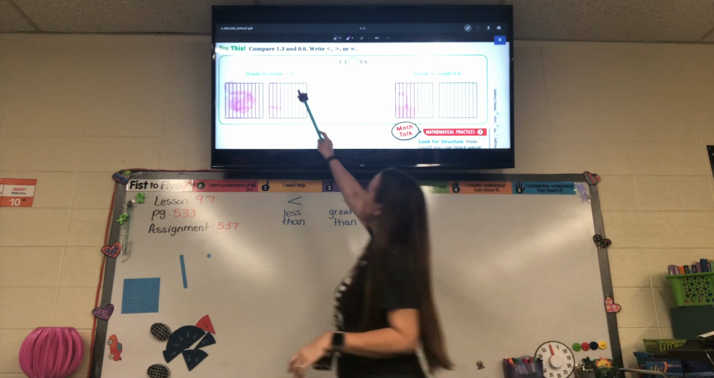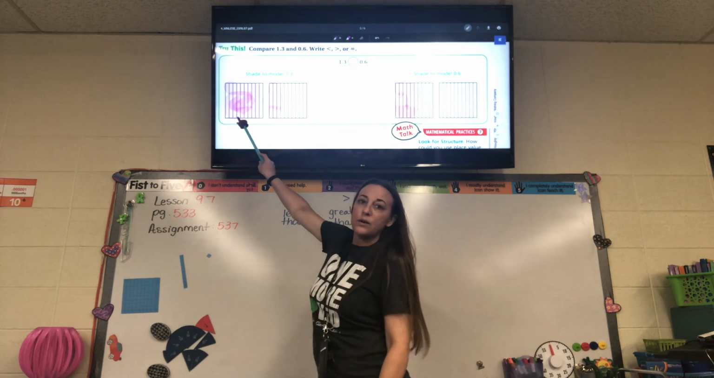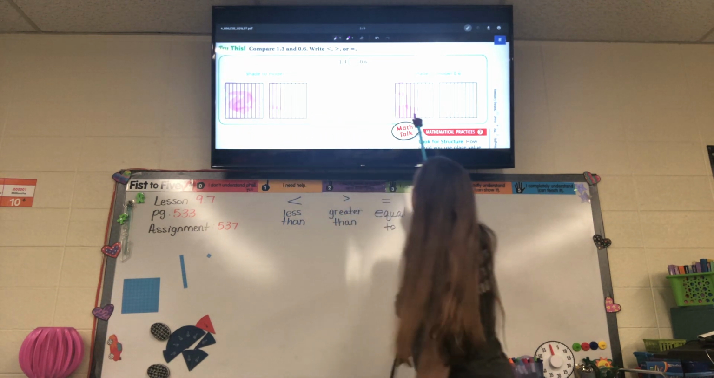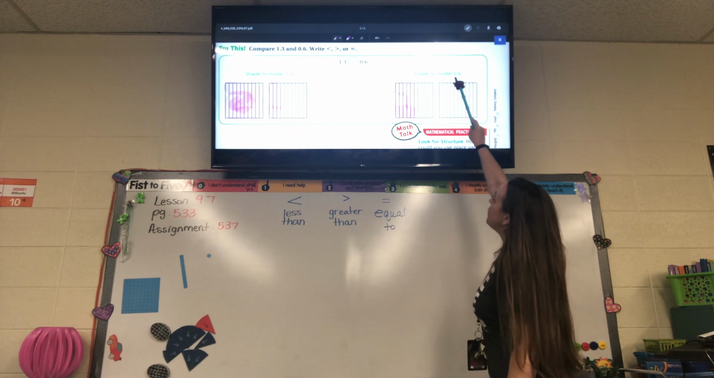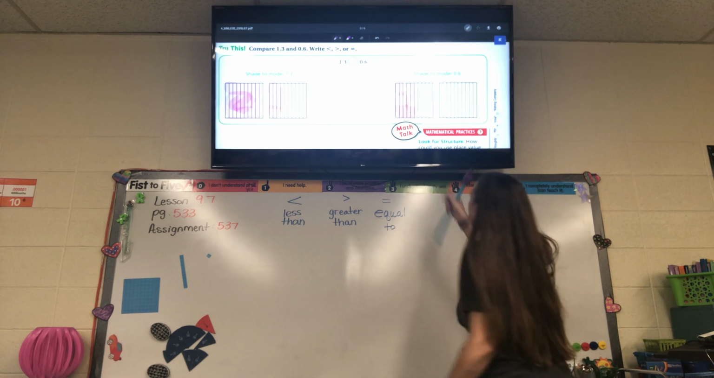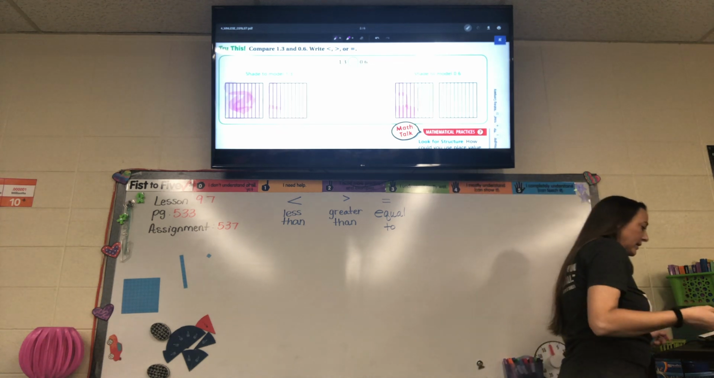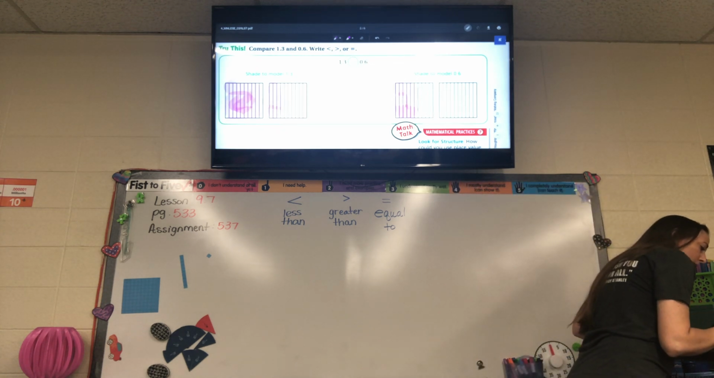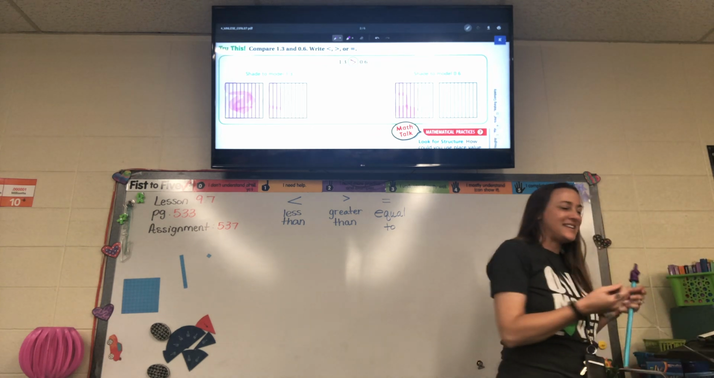So 1 3/10. We shaded 1 whole and 3/10. And then over here, 0 wholes, so we didn't shade the whole thing, and 6/10 size parts. So we can easily see that 1 3/10 is greater than 6/10.